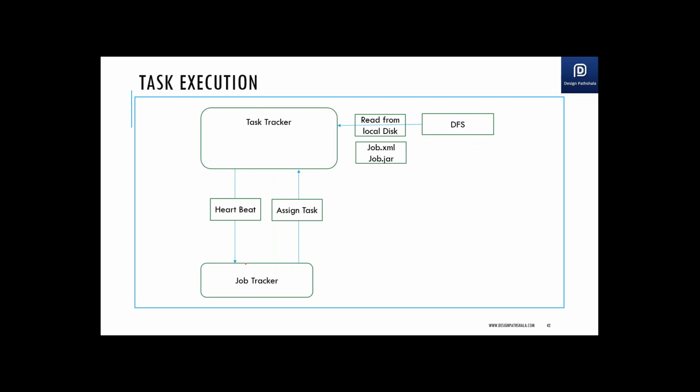Task tracker reads the data locally which is lying in this file system and creates a separate JVM to process that data. I'll repeat everything I've spoken till now in detail, but till now, are you able to understand a little bit of the flow?